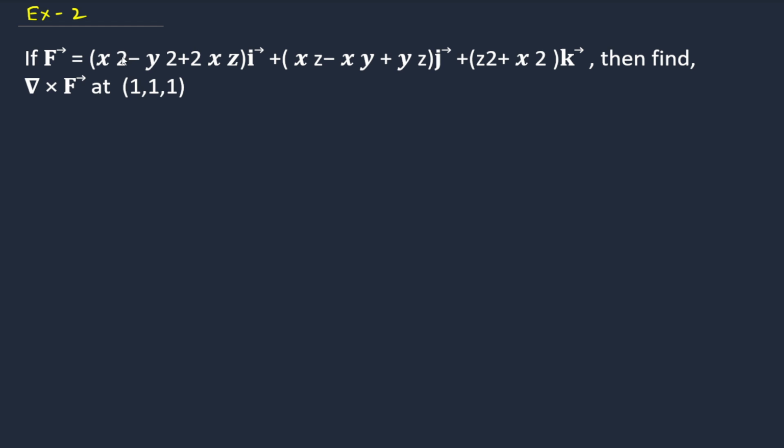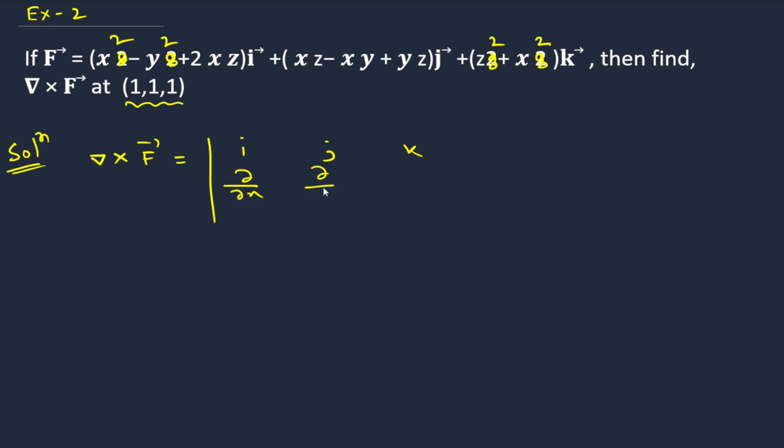Now let us move to the second problem. So here f bar is x square plus y square plus 2xz, and this will be z square plus x square. So we have to find the curl of this particular vector field at which point? 1 comma 1 comma 1. So let us first find nabla cross f bar, which is i, j, k, del del x, del del y and then del del z.